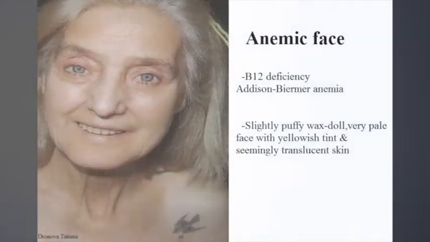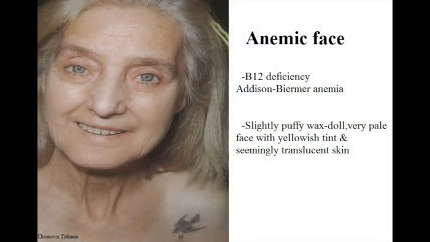Number 5, look at the face. Face is calm, without features of suffering. For the conclusion of specific diagnostic face, it's necessary to examine features of face, head, and neck. Anemic face in case of B12 deficiency, Addison-Biermer anemia: slightly puffy, waxy, dull, very pale face with yellowish tint and seemingly translucent skin.